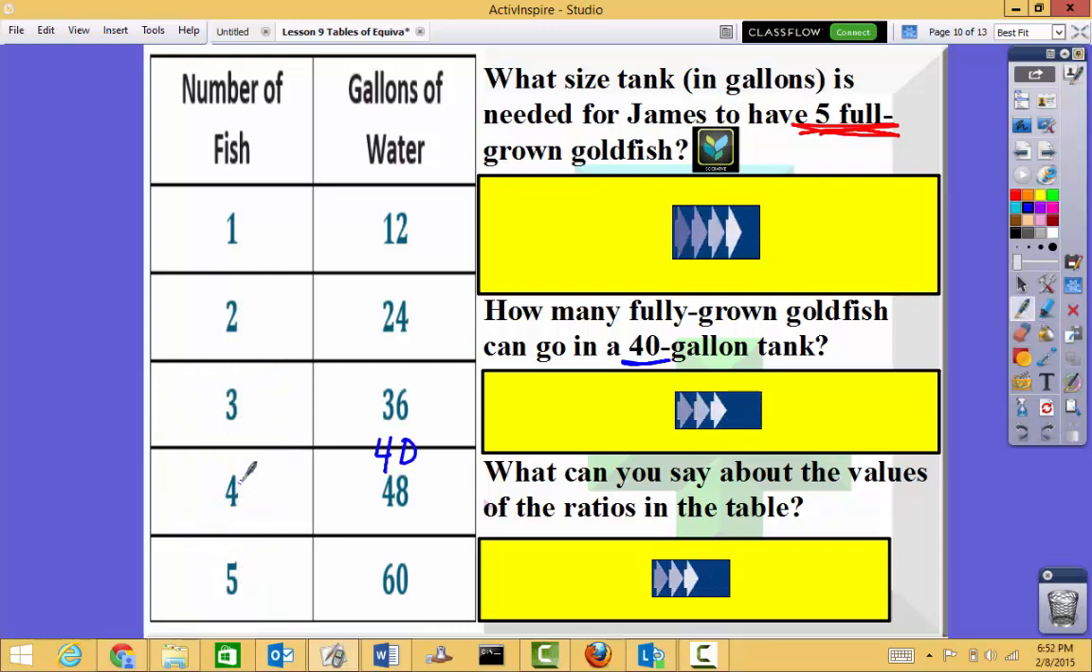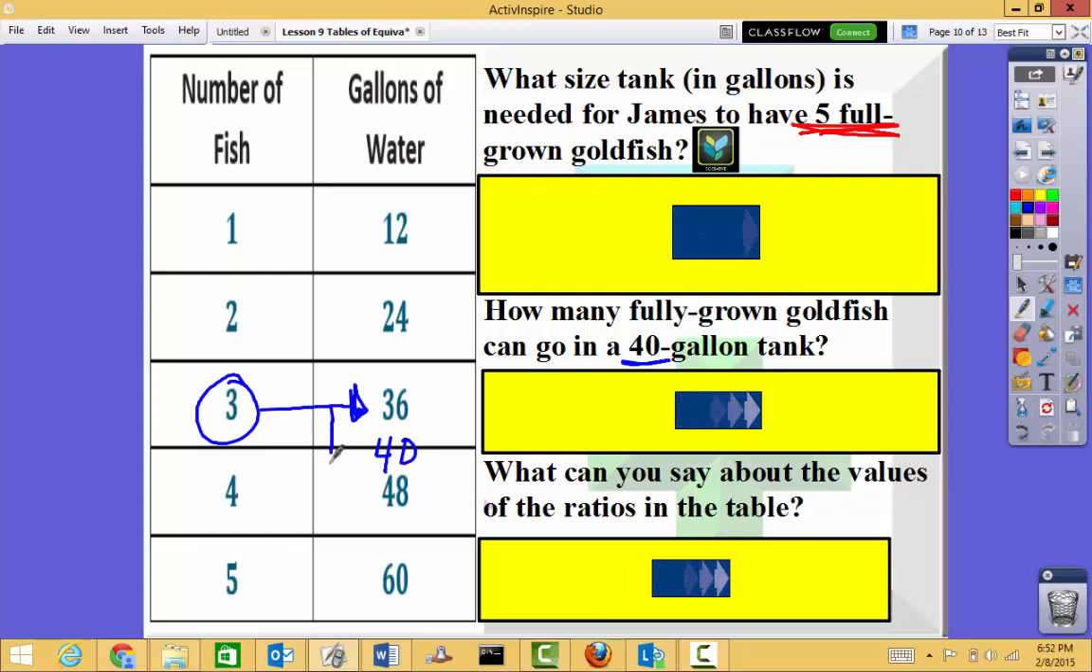If I have 4 goldfish, the minimum amount of water I need is 48. They're not going to survive if I have less than that. So if I say there's 4 goldfish for 40 gallons of water, that's not at the minimum requirement, so my goldfish would die. So I have to go to my number that's right above. 3. If I have 3 goldfish, the minimum amount of water they need is 36.